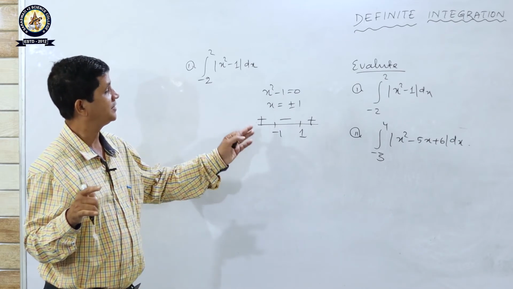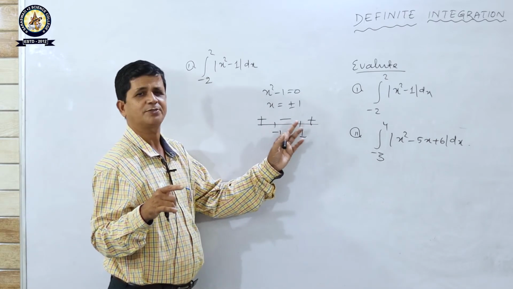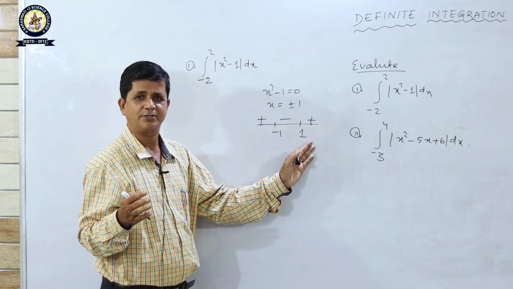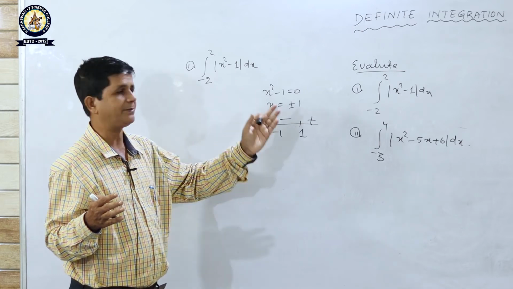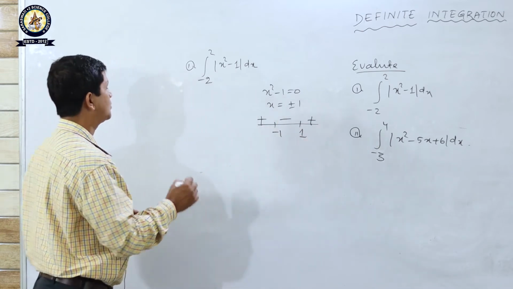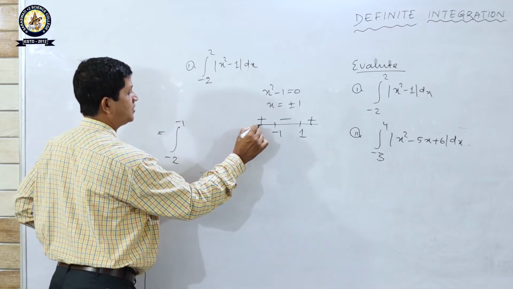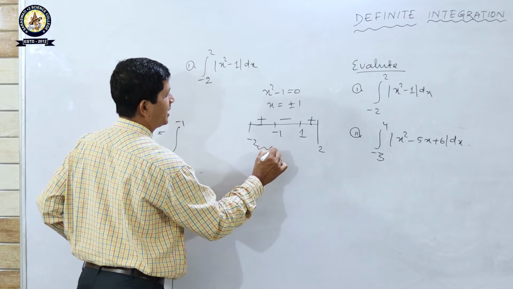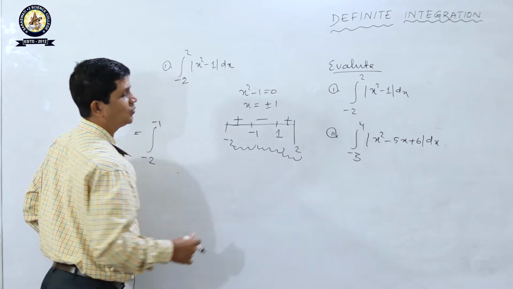So in this way the sign will be changed alternately: plus, minus, plus, or minus, plus, minus. You take a number from any one interval and put that value in the equation, and you see whether it is positive or negative. You start in this way, right? So now integration from -2 to -1, because we are measuring from -2 to 2: -2 to -1 is one interval, -1 to 1 is another interval, and 1 to 2 is another interval.